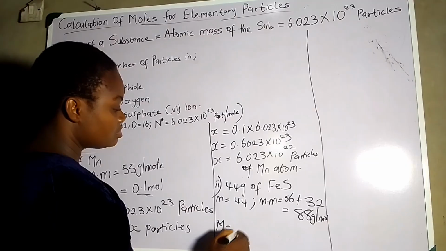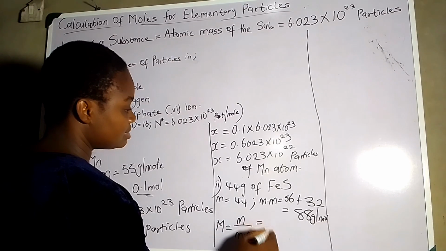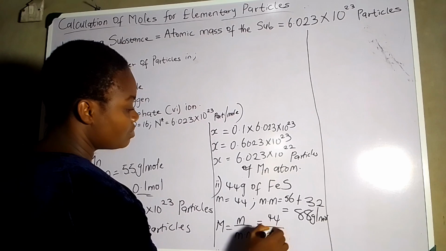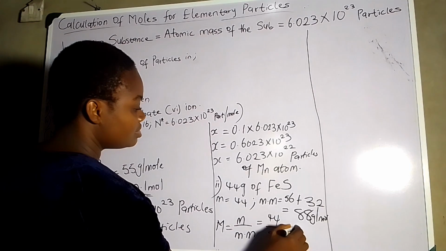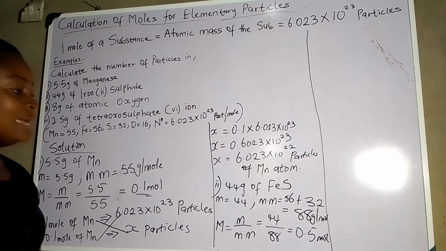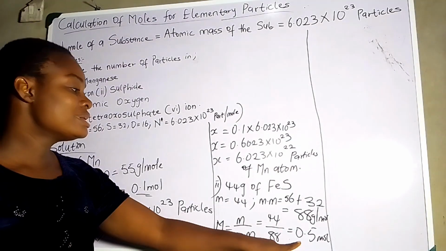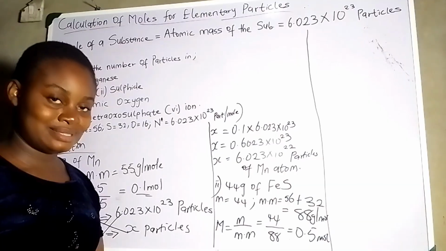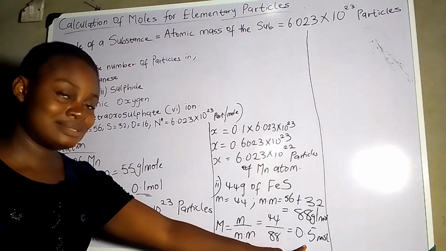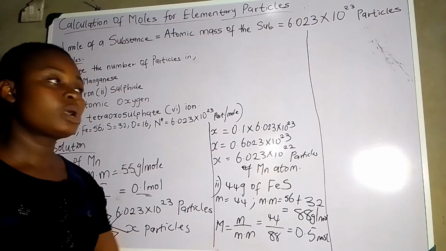Quickly, let's solve and get our mole. Mole is equal to mass over molar mass. This is equal to 44 over 88. This is 0.5 mole. Are you seeing it? Now, this 0.5 mole is what you will use to calculate the number of atoms. Now, it is no longer atoms. It is the number of what? Molecules. Why? Because it is a compound.